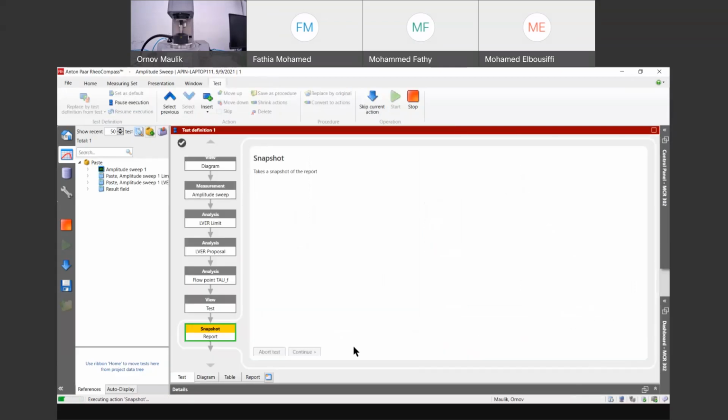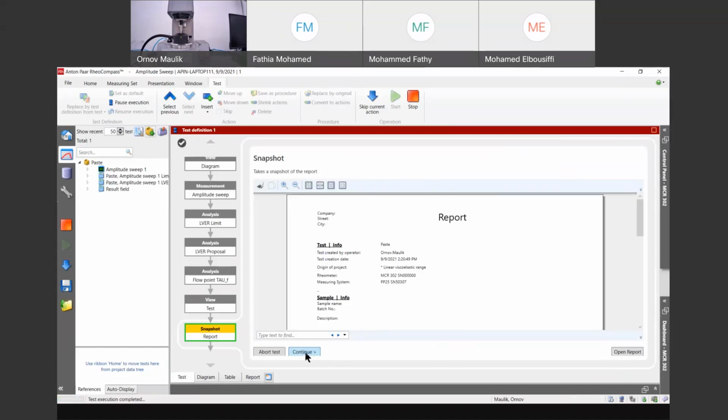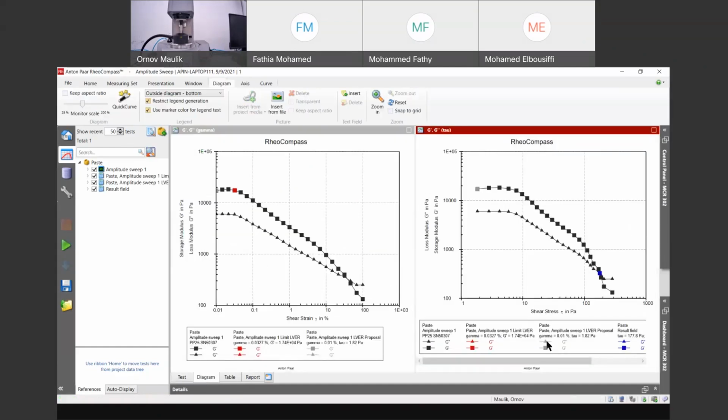Here it will automatically generate the report and end the test. So let us go to the diagram again. Here you can see my LVE range in this case is 0.03. The permissible range I should use for my next frequency sweep is, sorry, 0.01, but my LVE is 0.03, and after that there is plastic deformation in the sample.